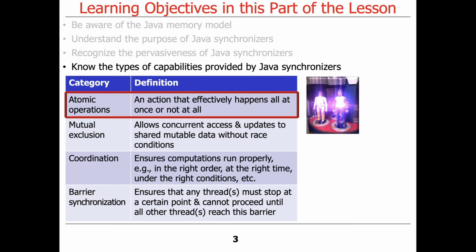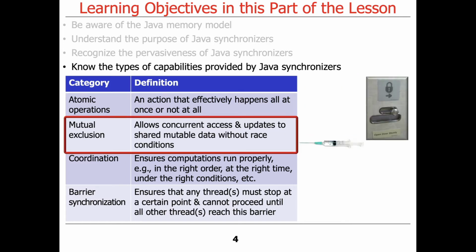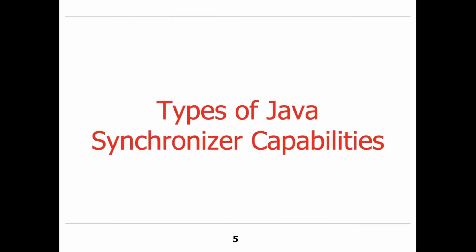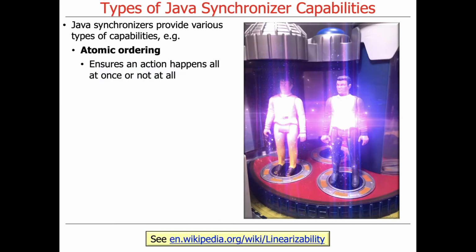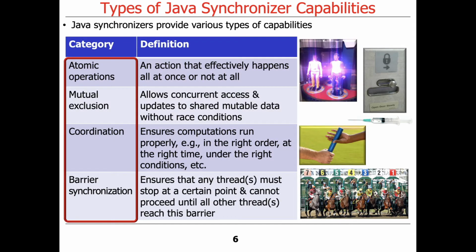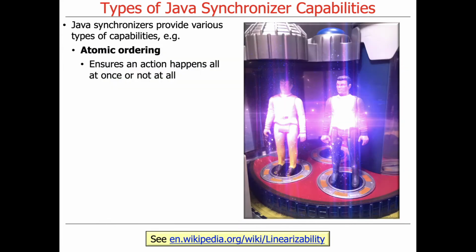We're going to talk about atomic actions, which are actions that can happen all at once or not at all. Mutual exclusion, which allows concurrent access and updates to shared mutable data without allowing for race conditions. That's what we're going to talk about here. We'll talk about the other two in the next part. So there are all these different capabilities. Let's start off first with the first one, which is atomic operations. And we'll talk about atomic ordering.